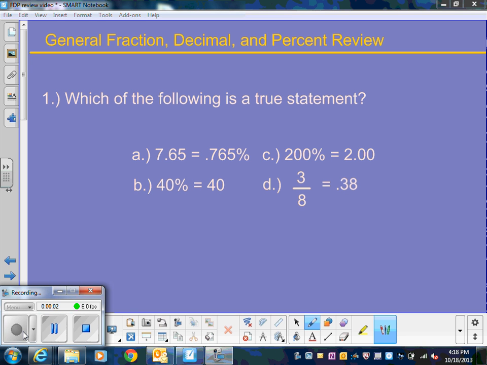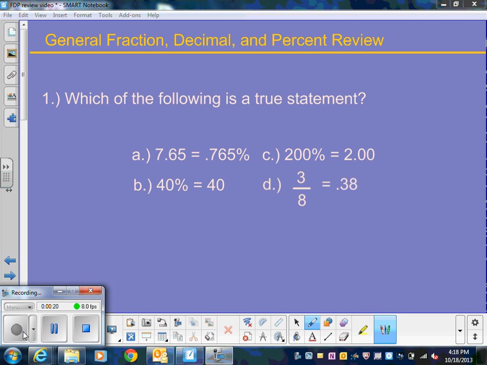In this video, we will review general fraction, decimal, and percent properties. This should get you pretty well prepared for your quiz on Monday. Let's take a look at our first question. It's asking us which of the four answer choices is a true statement.